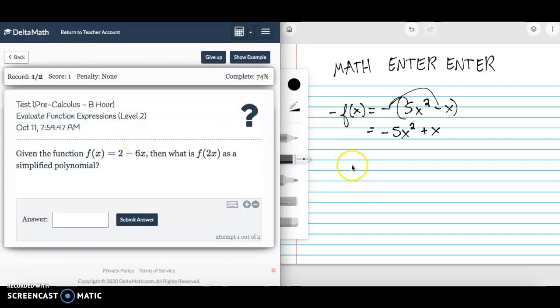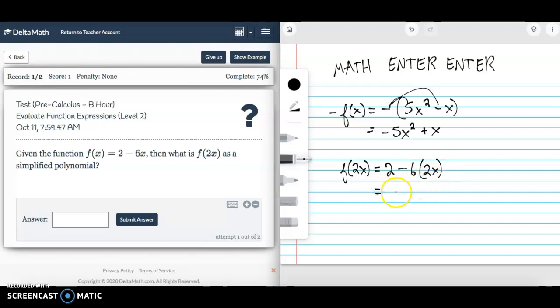Oh, this one's a little different. So this one says find f of 2x. So that means that everywhere that there's an input, I'm going to be plugging 2x in. So my 2 is the same, my minus 6 is the same, but instead of putting just an x in there, I'm putting in a 2x. And then we simplify 2, and then negative 6 times 2x will give me negative 12x. And that's it for that one.